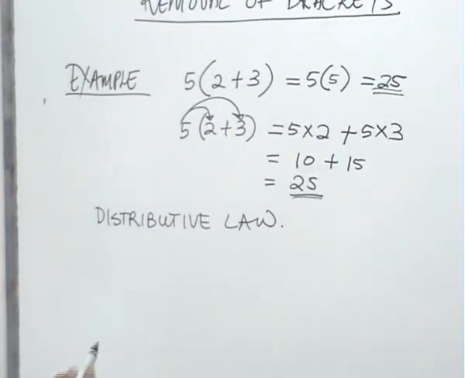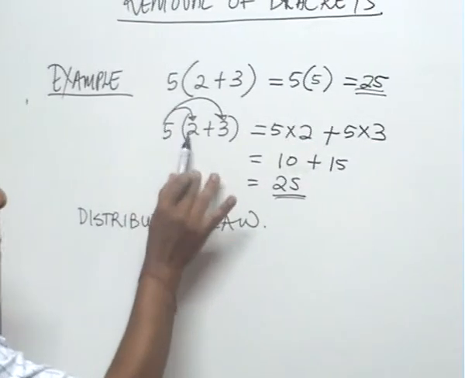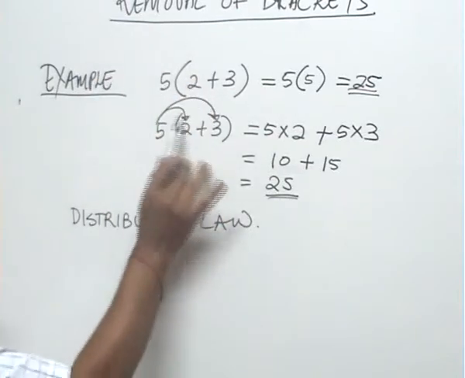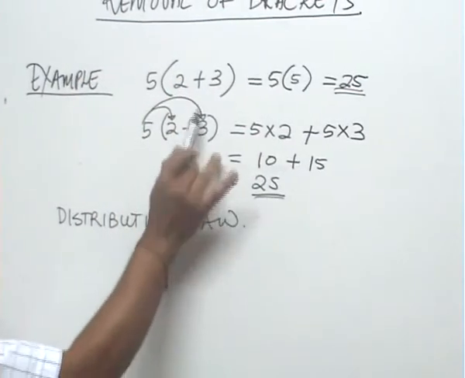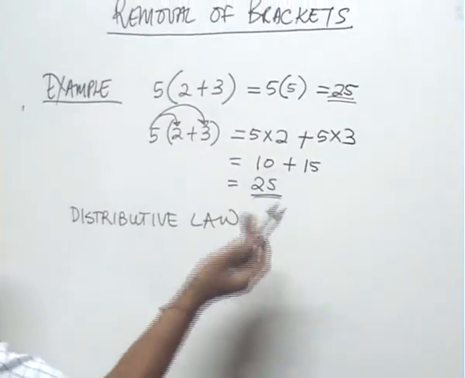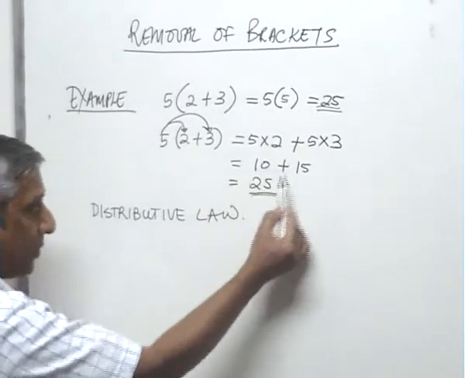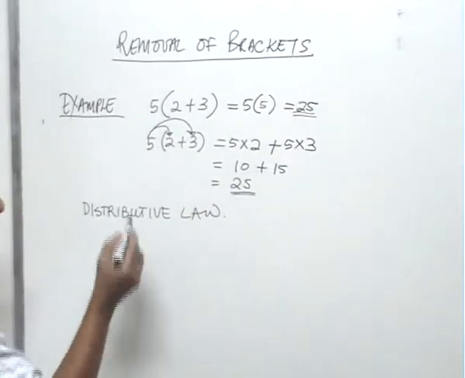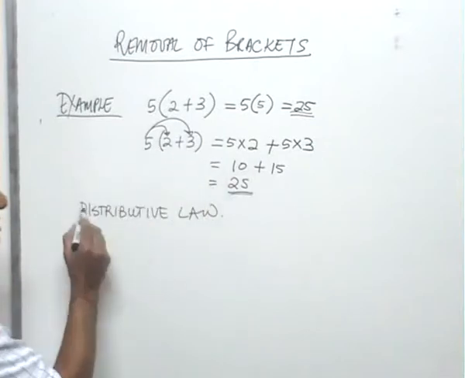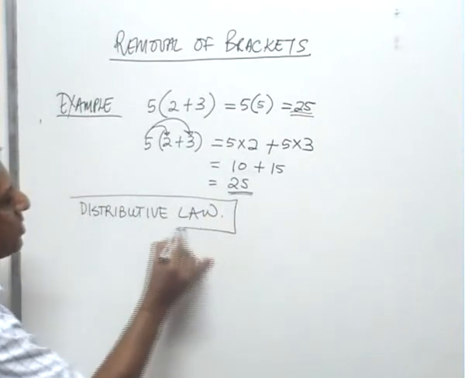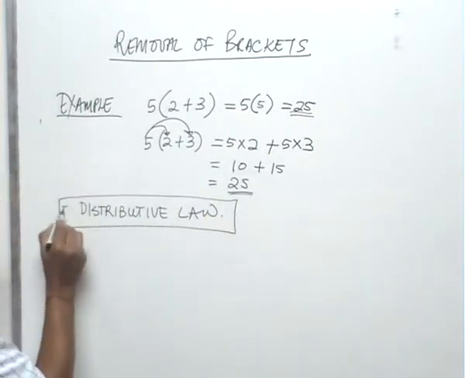So when we say remove brackets, you see, you have to multiply. Removal of bracket means multiply. When I multiplied, the brackets have disappeared. The brackets have been removed. And we got the final answer. And the law that we are applying here is called the distributive law.